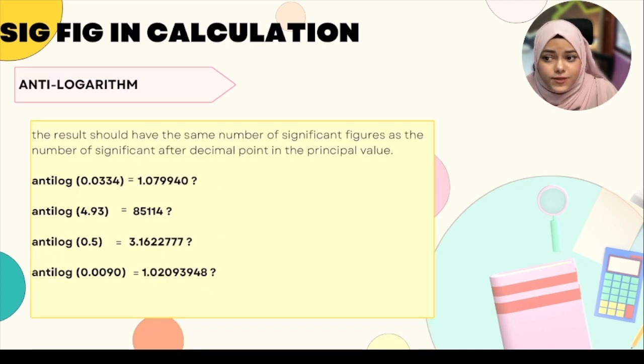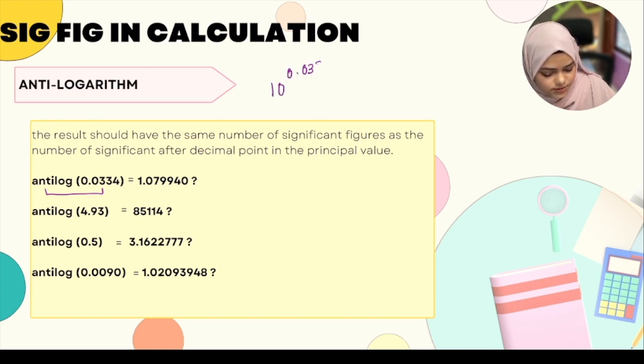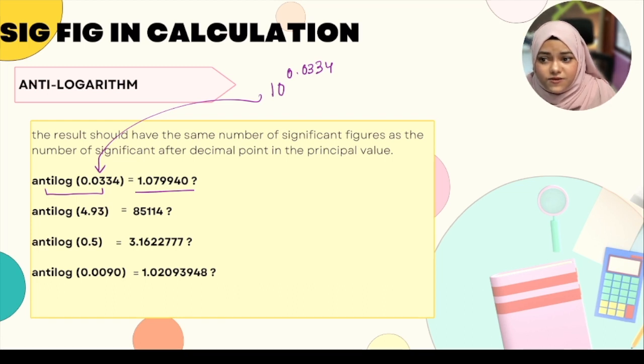The anti-logarithm would be the exact opposite. How do we find the anti-log? When they say anti-log of that, that means it's just 10 to the power of 0.0334. So that is what we mean by anti-log. When we find this, we're going to get the answer to be this, but how many sig figs do we keep? The answer is supposed to have the same number of sig figs as the number after the decimal. After this decimal here, how many sig figs do we have? We have 3. So we're going to keep 3 sig figs here.